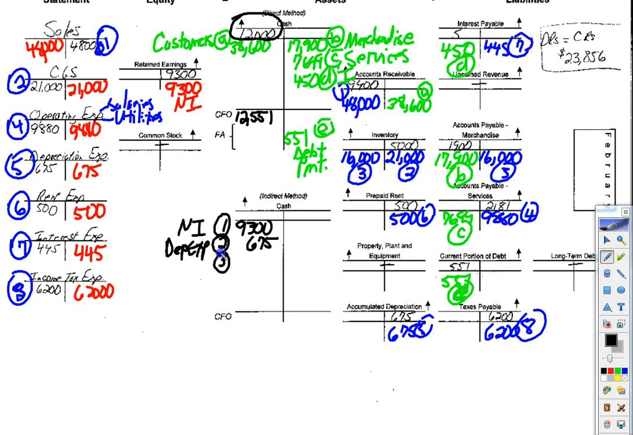Number 3. Now we didn't have any number 3. Let me get rid of that. So we didn't have number 3. We don't have any gains and losses, so let's just move on to number 4, the changes in the current assets and current liabilities.